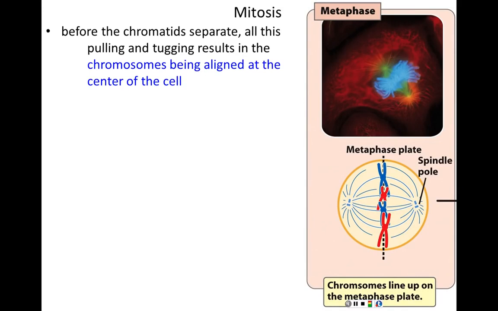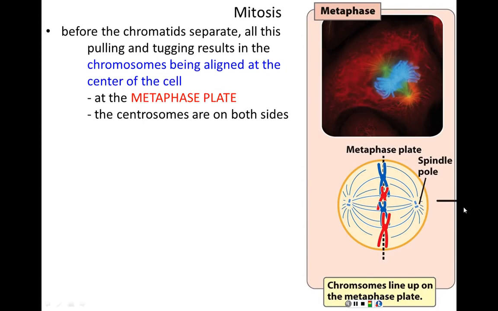Before the sister chromatids separate, so they're still held together by cohesin, all of this pulling and tugging, all of this tug of war, results in each of the 46 chromosomes being neatly and orderly aligned at the very center of the cell. They are aligned, as we say, head to toe. They are single file, as shown in this diagram, across the entire center of the cell. We call this line on which the chromosomes are lined up the metaphase plate.